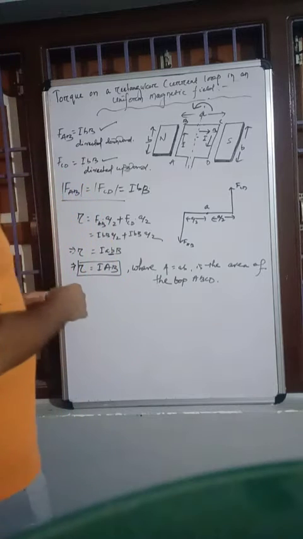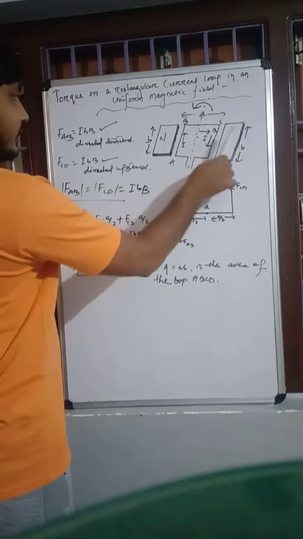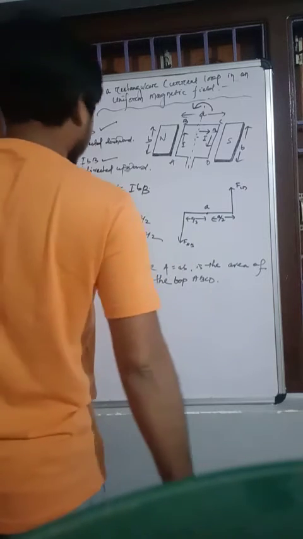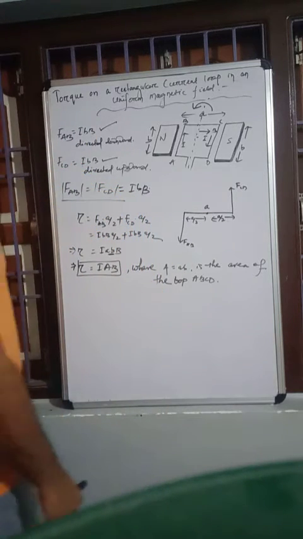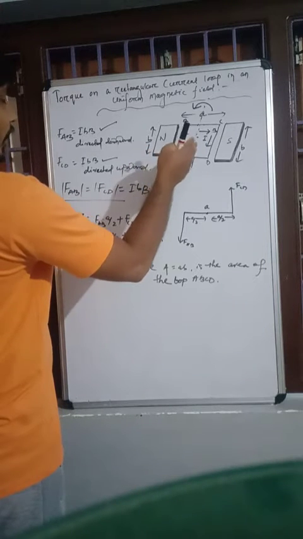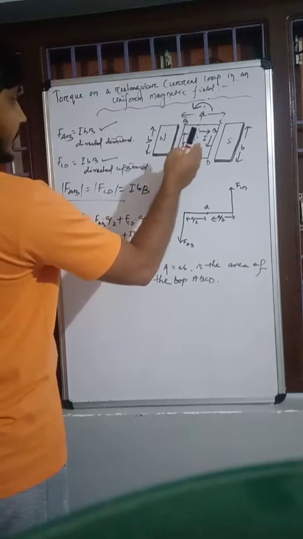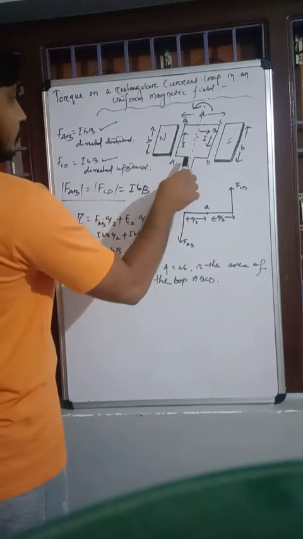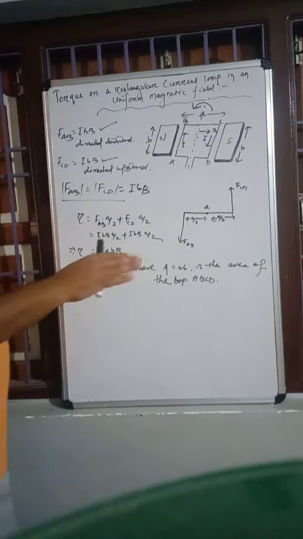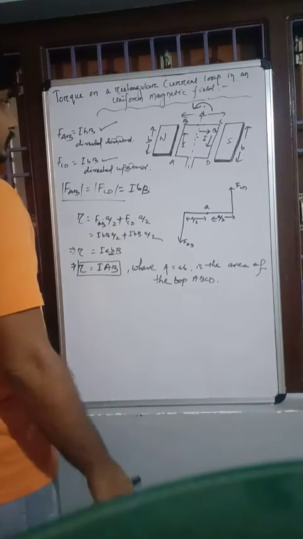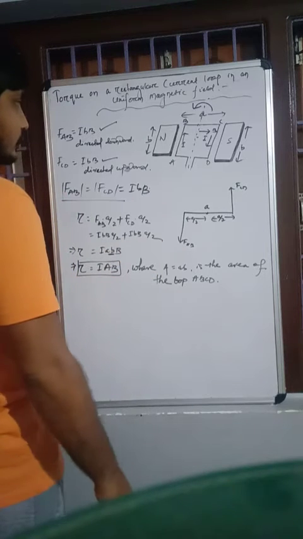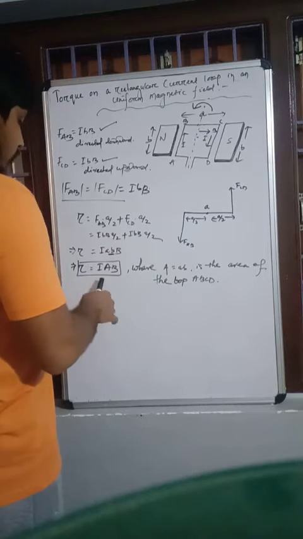So the expression for the tau in this case is where the plane of this rectangular loop and the magnetic field are lying in the same plane. In the next class, we'll consider that the plane of this rectangular loop will not be lying in the same plane as the magnetic field. It will be making a certain angle with the magnetic field. In that case, we will see what will happen to our torque.